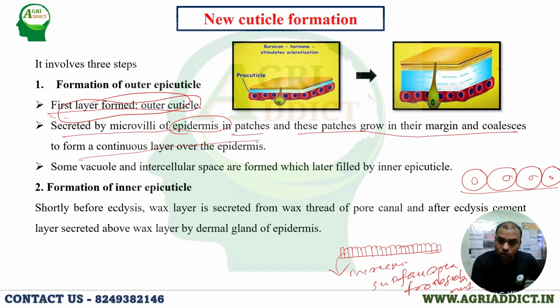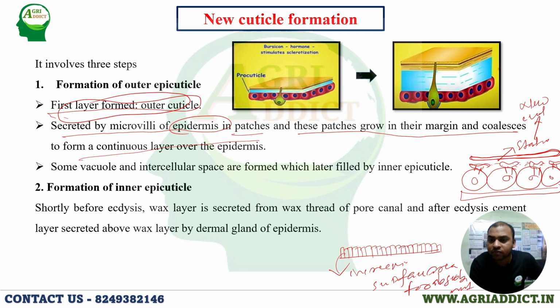So here also during this molting process, microvilli are there, and they will secrete some secretion. Okay, you see. So these microvilli cells will secrete something, and these will join each other. So what will happen? During secretion, they will join each other, and they will form a new layer. It is a continuous layer, and this is the starting of the new cuticle.